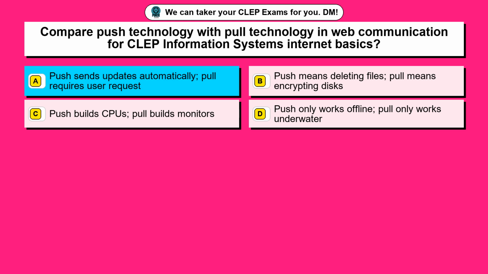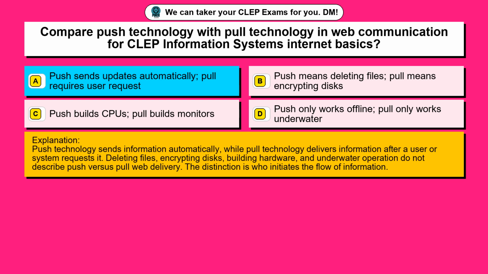The correct answer is option A. Push sends updates automatically, pull requires user request. Push technology sends information automatically, while pull technology delivers information after a user or system requests it. Deleting files, encrypting disks, building hardware, and underwater operation do not describe push versus pull web delivery. The distinction is who initiates the flow of information.